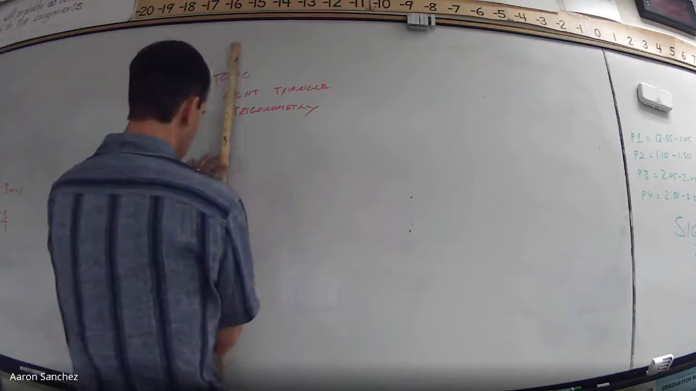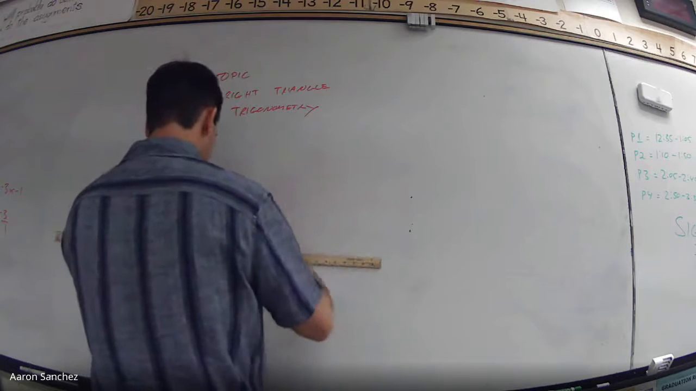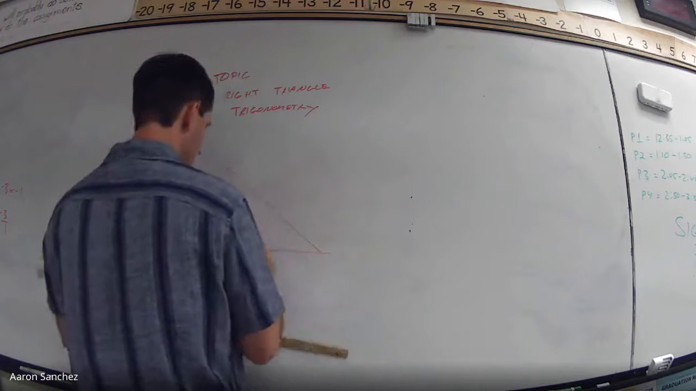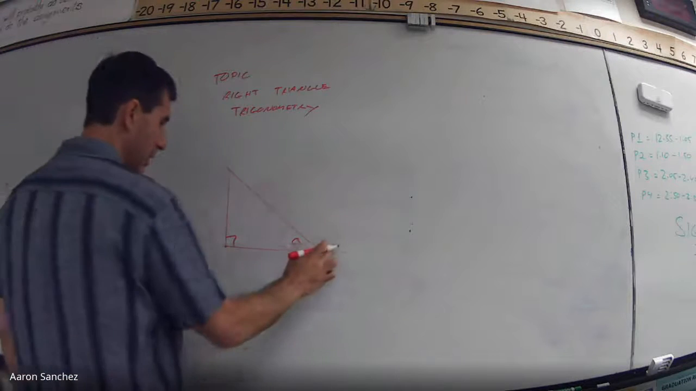So we have a right triangle. Okay, you have a right triangle. Draw a right triangle. And let's have an angle here called theta. I'll let you guys draw that right triangle.